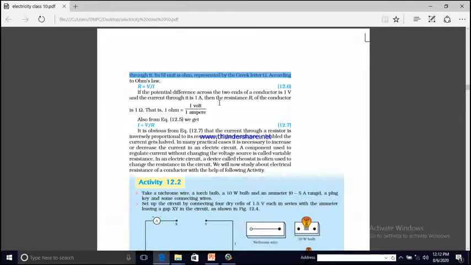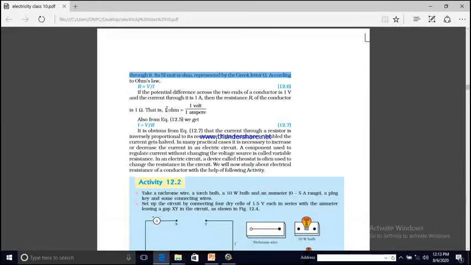If the potential difference across the two ends of a conductor is 1 volt and the current through it is 1 ampere, then the resistance R of the conductor is 1 ohm. Earlier we defined what is 1 ampere: 1 coulomb per 1 second. Similarly, 1 volt we also define. What is 1 volt? 1 volt is equal to 1 joule per 1 coulomb. In a similar way, 1 ohm is equal to 1 volt per 1 ampere.